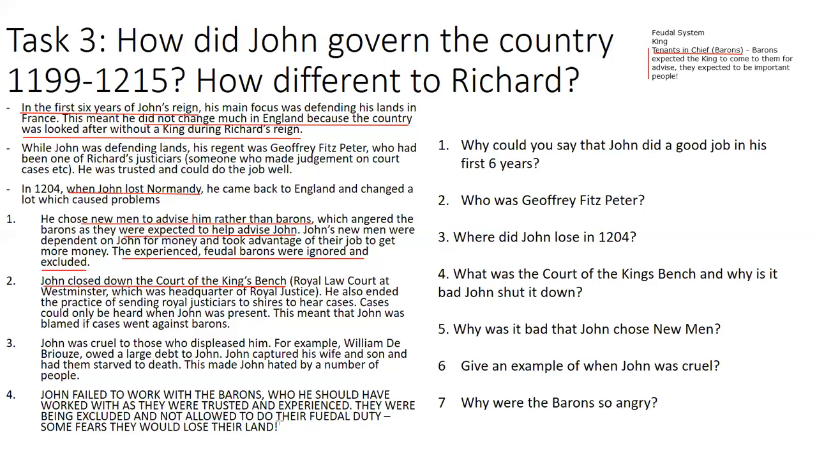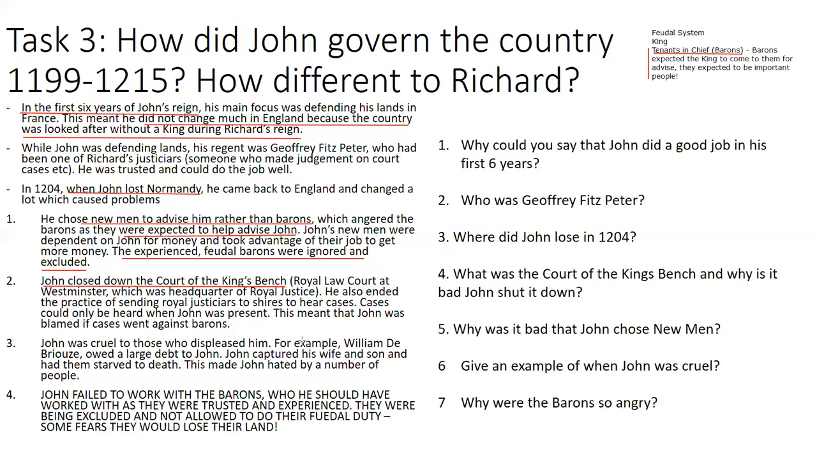John was cruel to those who displeased him. For example, William de Braose. Now, William de Braose owed a large debt to John. John lent him some land, and de Braose didn't pay. In return, John captured de Braose's wife and son and starved them to death.